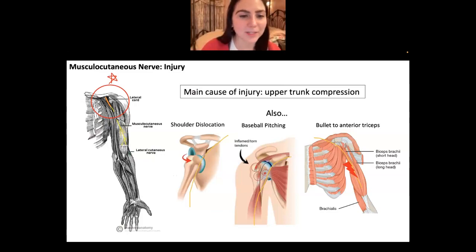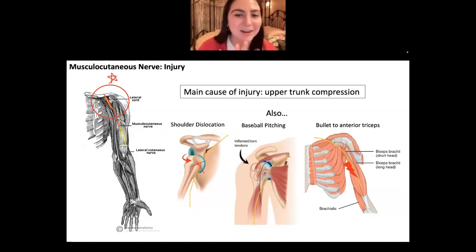So like I said, remember the musculocutaneous nerve runs right along where the glenohumeral joint is. So if you have a dislocated shoulder and it dislocates in such a way, like it comes out and forward, it can hit the musculocutaneous nerve and knock it out. So I tried to draw it here in yellow so you can imagine it can dislocate and hit it. Baseball pitching can do it.